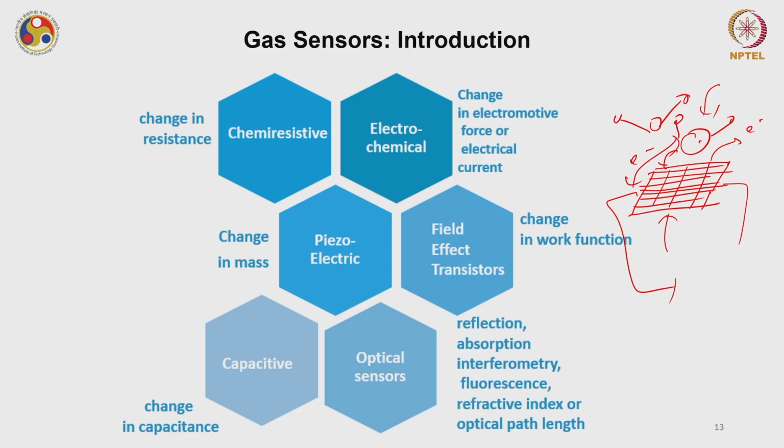Optical sensors can be based on a number of phenomena. So it gives you the highest order of control. So you can have reflection, absorption, interferometry, fluorescence, refractive index change, or even optical path length. And all these phenomena can be used for optical sensing purposes. So we may not be able to study all these gas sensing transduction principles in this course, because it may require special skills to discuss this, but what I can do is I will discuss some of them in the next lecture, or including today's lecture.